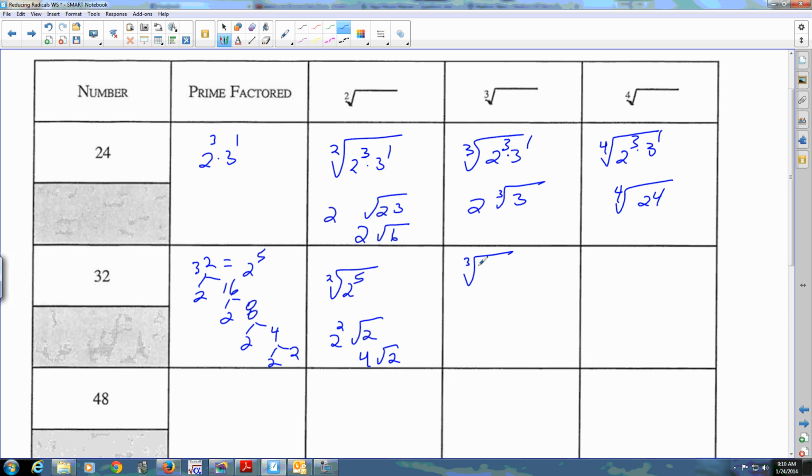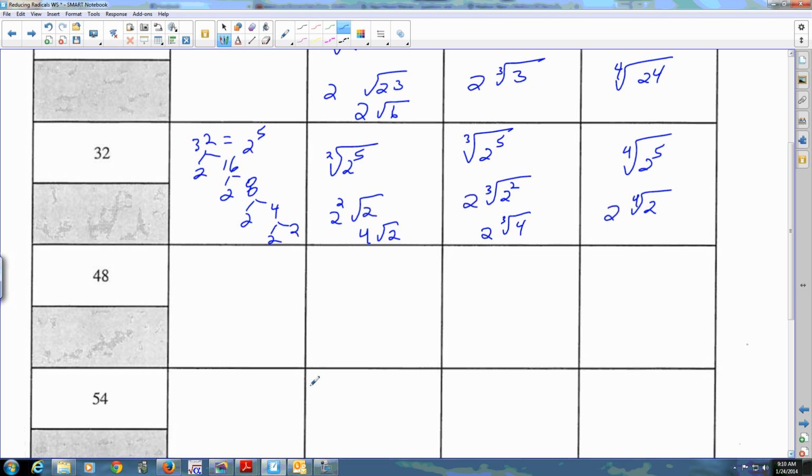Cube root of 2 to the 5th. 3 goes into 5 once with 2 left over. So you can leave it there, or you go 2 cube roots 4. Fourth root: 4 goes into 5 once with 1 left over.